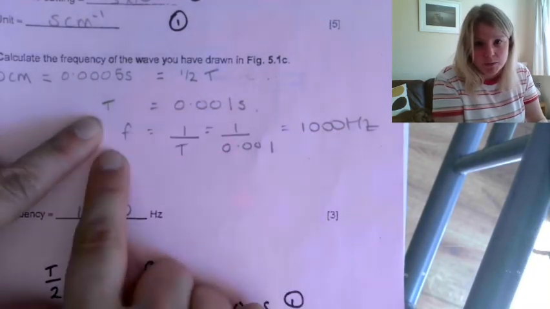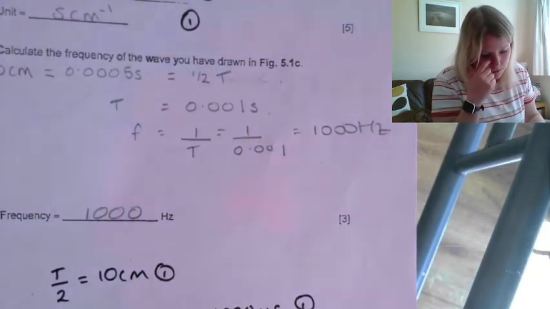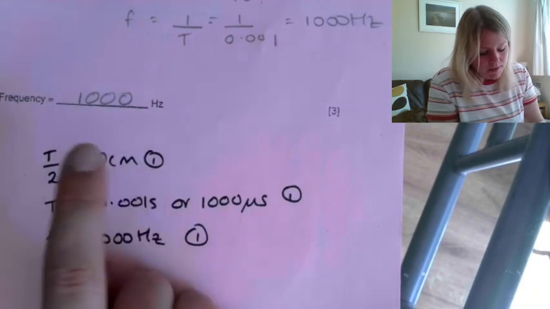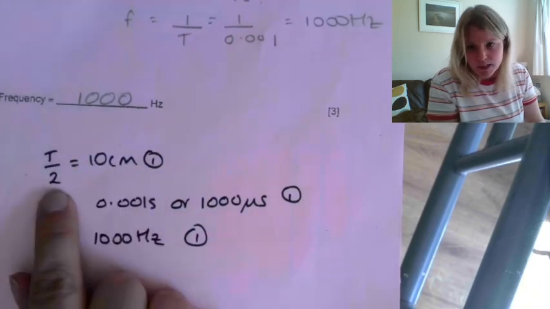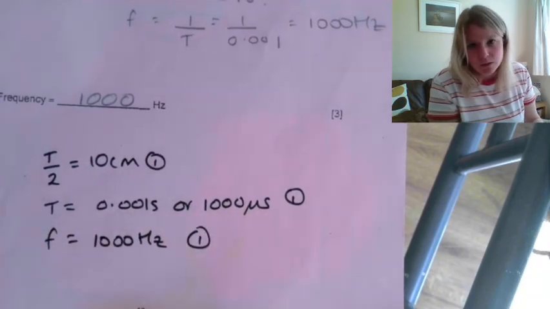And then once you get the time period, you can get the frequency using f equals 1 over T, and you get 1000 hertz. So the marks on this one are 4. 1 for recognising that the 10 centimeters is equal to half of a time period, and then 1 for working out the time period, and then 1 for getting the frequency.